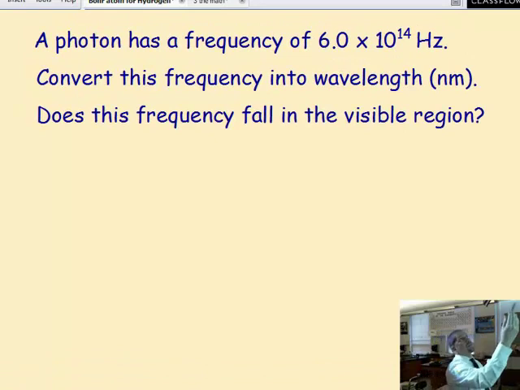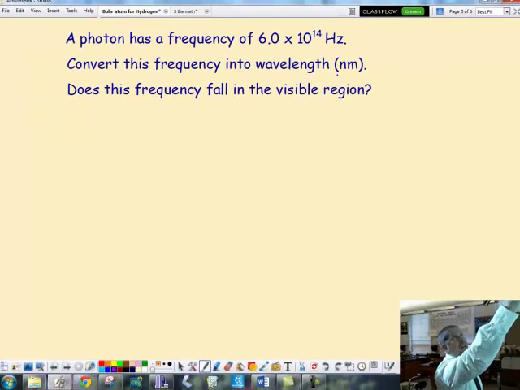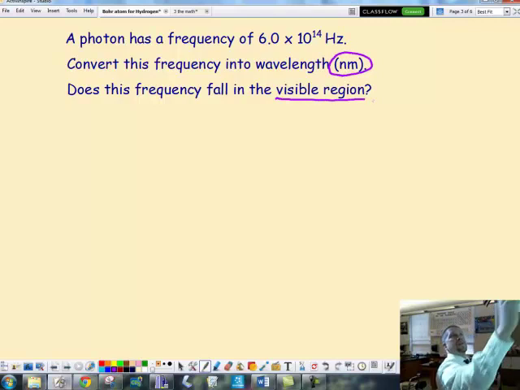So a photon has a frequency of 6.0 times 10 to the 14th hertz. Convert this frequency into wavelength. Now we're going to add a new unit of measurement, which is nanometers, because we're going to compare it to the visible region. Can we see it with our eyes? If it's within a very narrow range of nanometers, we'll be able to see this as we've been doing, looking through things with our spectroscope over the past few days.